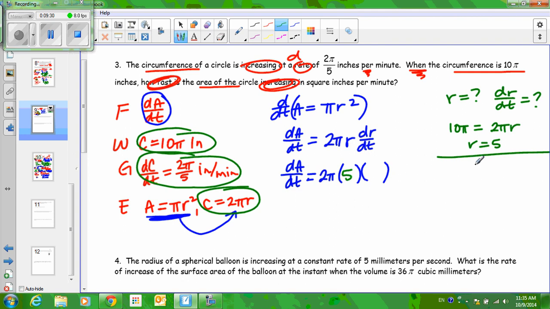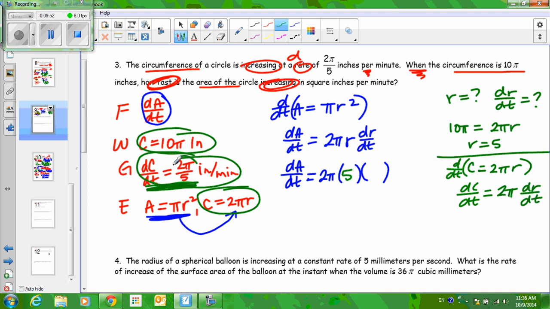Okay, the other one is a little bit harder. Let me rewrite the equation. C equals 2 pi r. Now, if I'm supposed to be using dc over dt, that means I'm going to end up having to take the derivative of this as well. Sometimes you have to take two derivatives, two different equations. It's rare, but it happens. So you get 2 pi dr over dt.